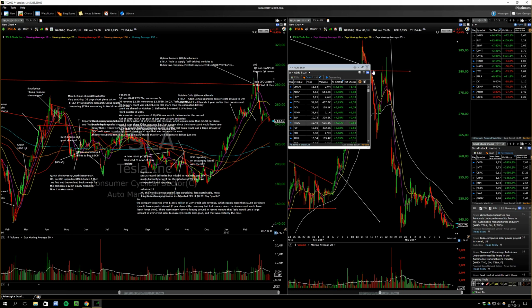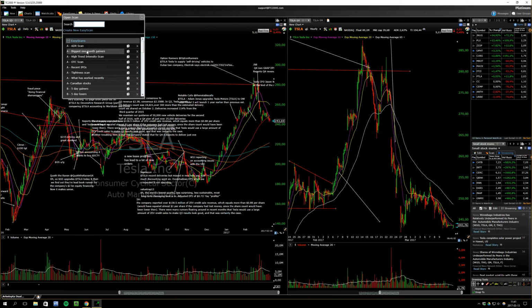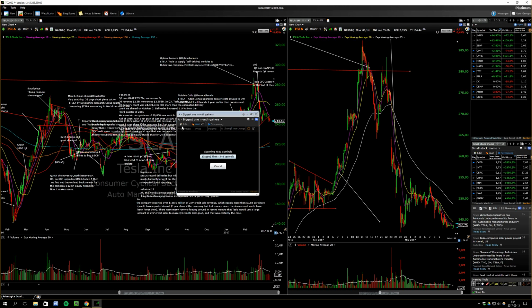So I get 78 items in this scan. I just go through this list to get setups every day. So I have the biggest 1 month gainers. It's basically the same scan, a little bit higher dollar volume, a little bit higher ADR.